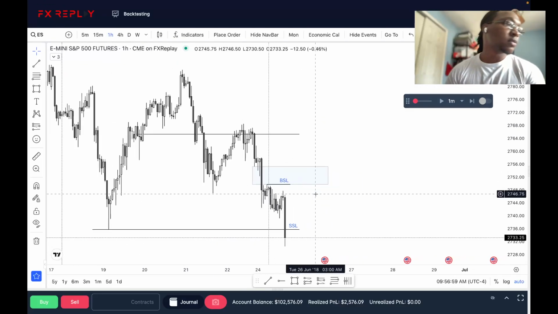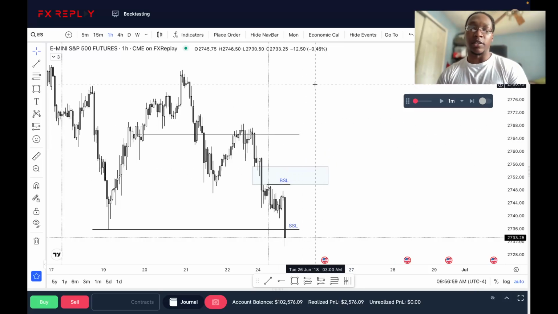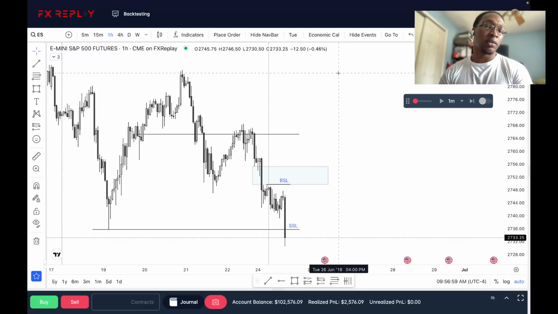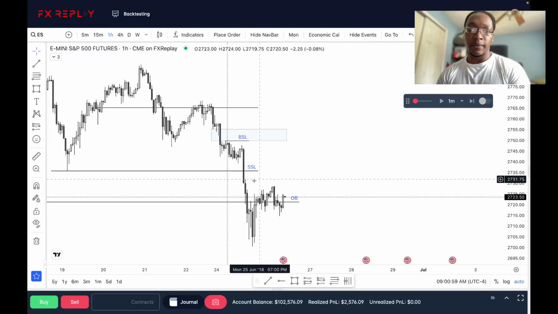The MMXM Traders model. Monday, you avoid Mondays because ICT even says it creates a small range, whatever. All right, so let's just go to the next day.